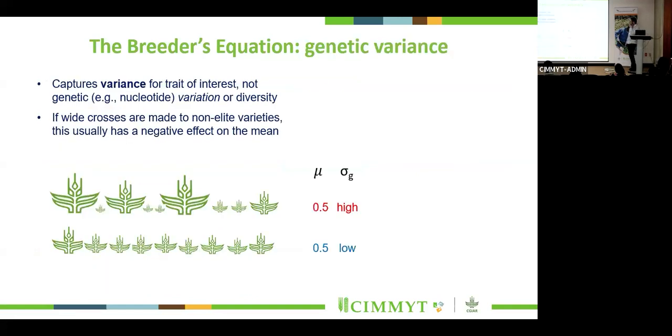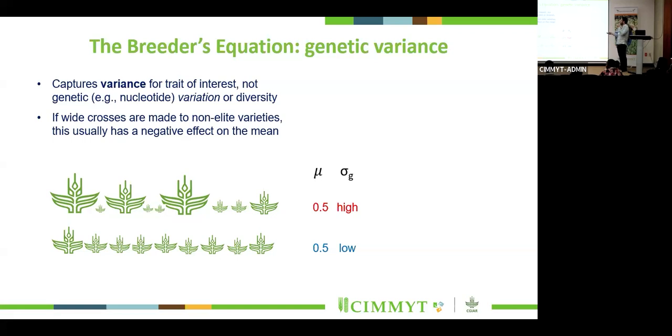Okay. Genetic variance. So just a clarification here, which I'm sure most of you are aware of. This is the variance for the trait of interest, not genetic variation, not diversity, it's the variance. So these 2 populations have the same mean, but this one has much higher variance. This has high genetic variance, this has low genetic variance.